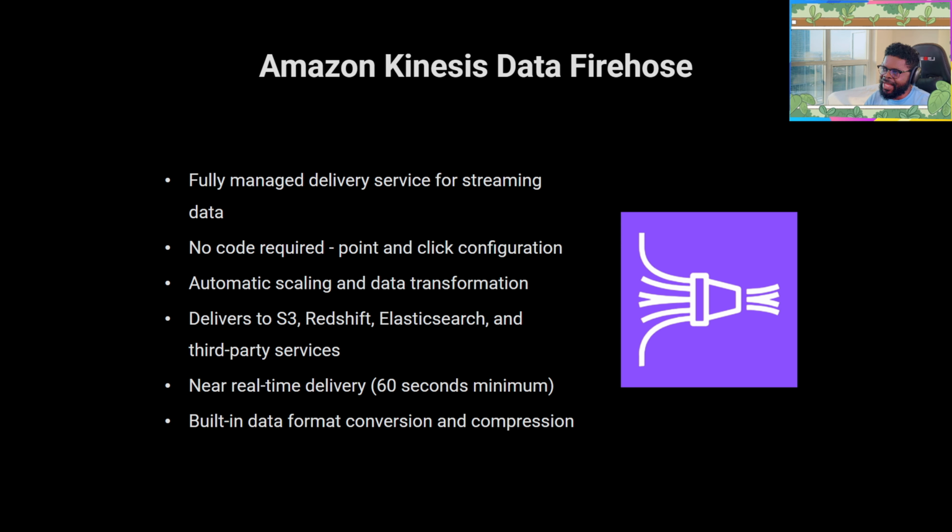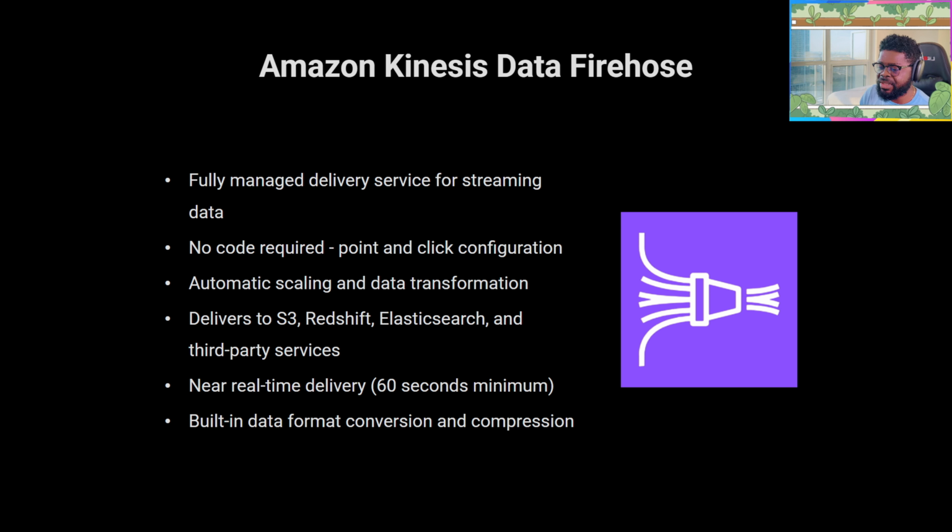So no code required, point and click configuration, meaning that if you don't really need to transform the data, you basically could just have the data come in and then go somewhere else, right? So automatic scaling and data transformation, and then delivery to S3, Redshift, Elasticsearch, and third-party services, and near real-time delivery. That's the difference between data streams and Firehose: one is near real-time, because there is an aggregation that has to be done before the data is pushed to the destination, right? But for data stream, it's real-time, because as it's coming, something is consuming it, okay? Built-in data format conversion and compression.